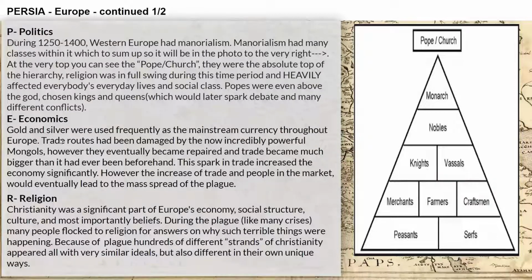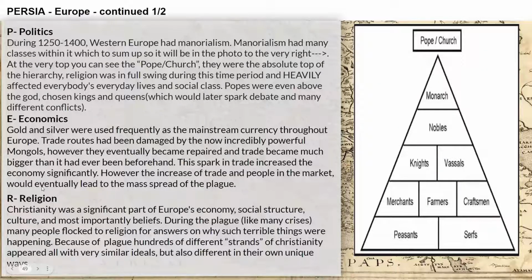E for economics. Gold and silver were used frequently as the mainstream currency throughout Europe. Trade routes had been damaged by the now incredibly powerful Mongols, however they eventually became repaired and trade became much bigger than it had ever been beforehand. This spark in trade increased the economy significantly, however the increase of trade and people in the market would eventually lead to the mass spread of the bubonic plague, which was earlier talked about.